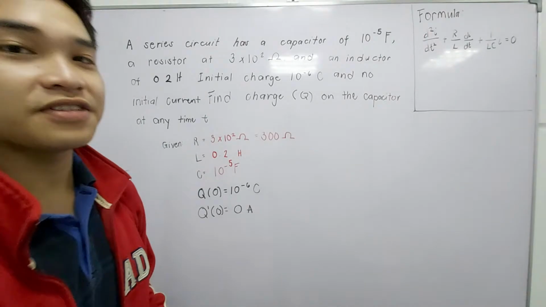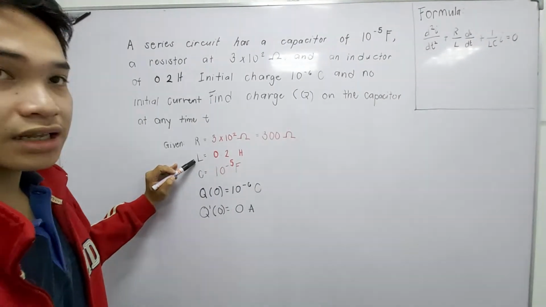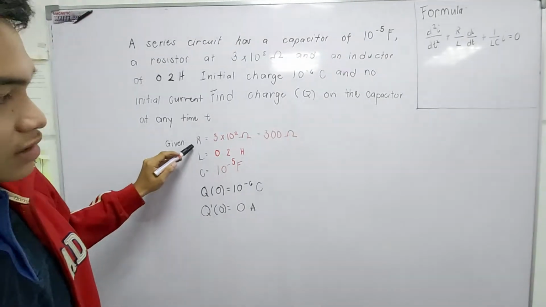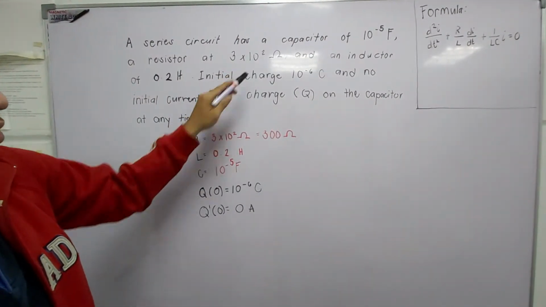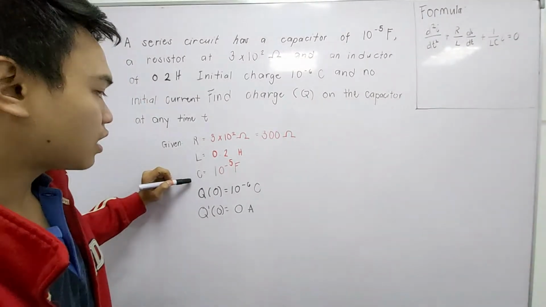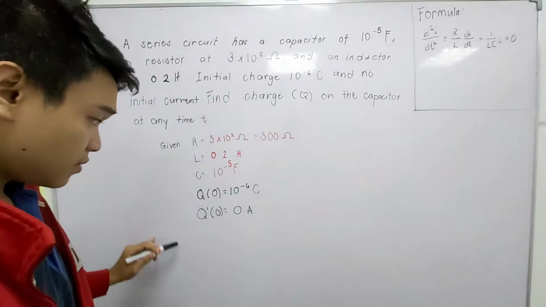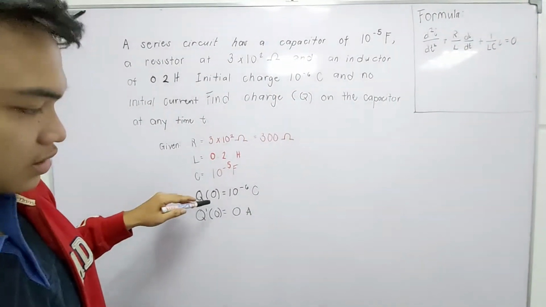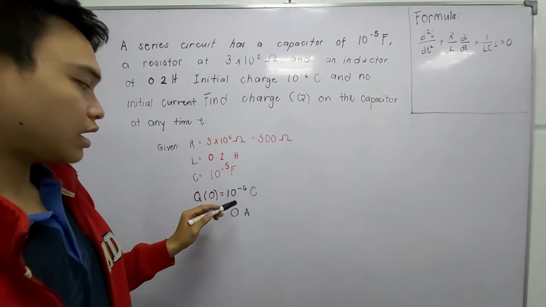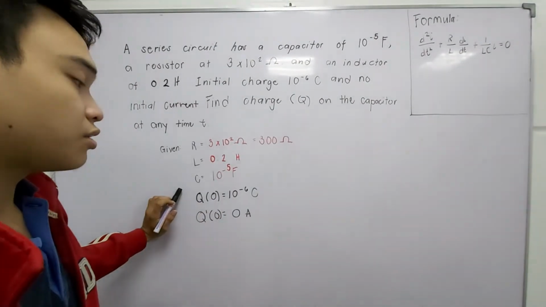First, let's identify the givens: the resistance, inductance, and the capacitance. The resistance is 300 ohms. The inductance is 0.2 Henry. And the capacitance is 10 raised to negative 5 farad. Q of 0 is 10 raised to negative 6 coulombs, and Q prime of 0 is 0 amperes.